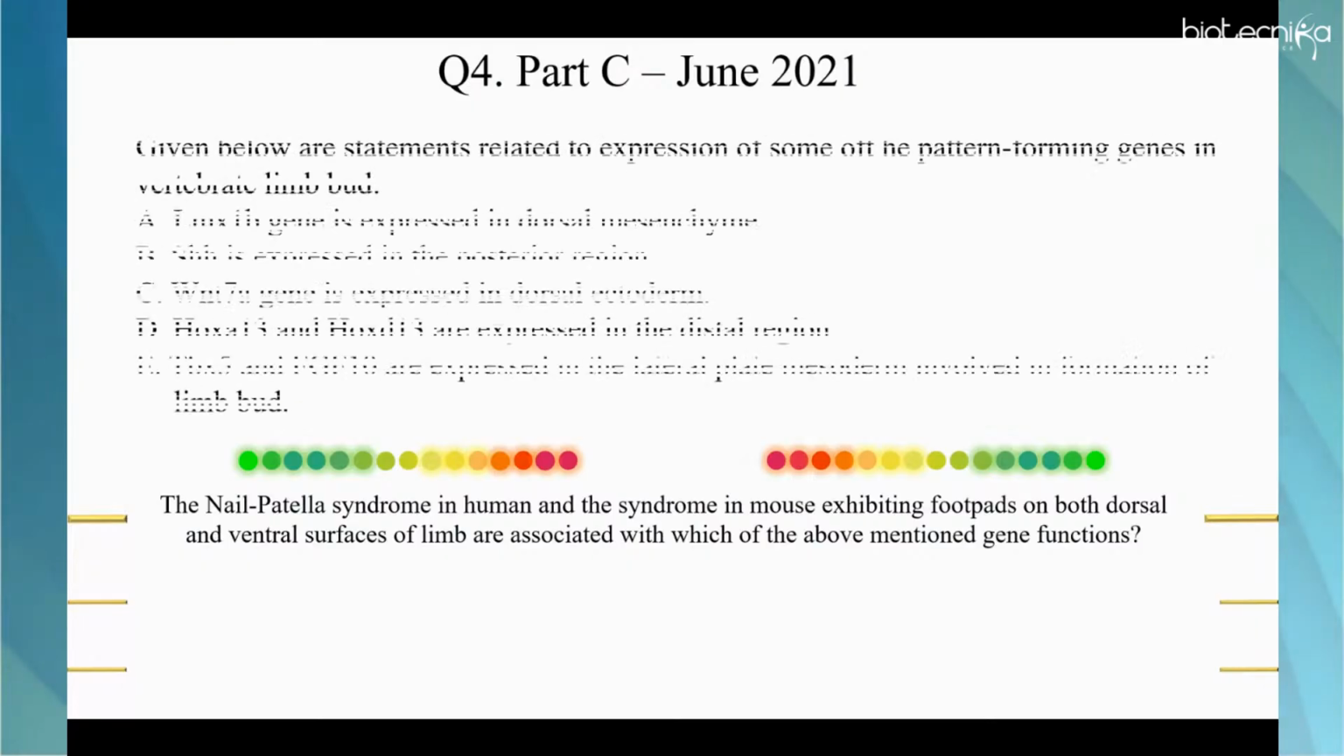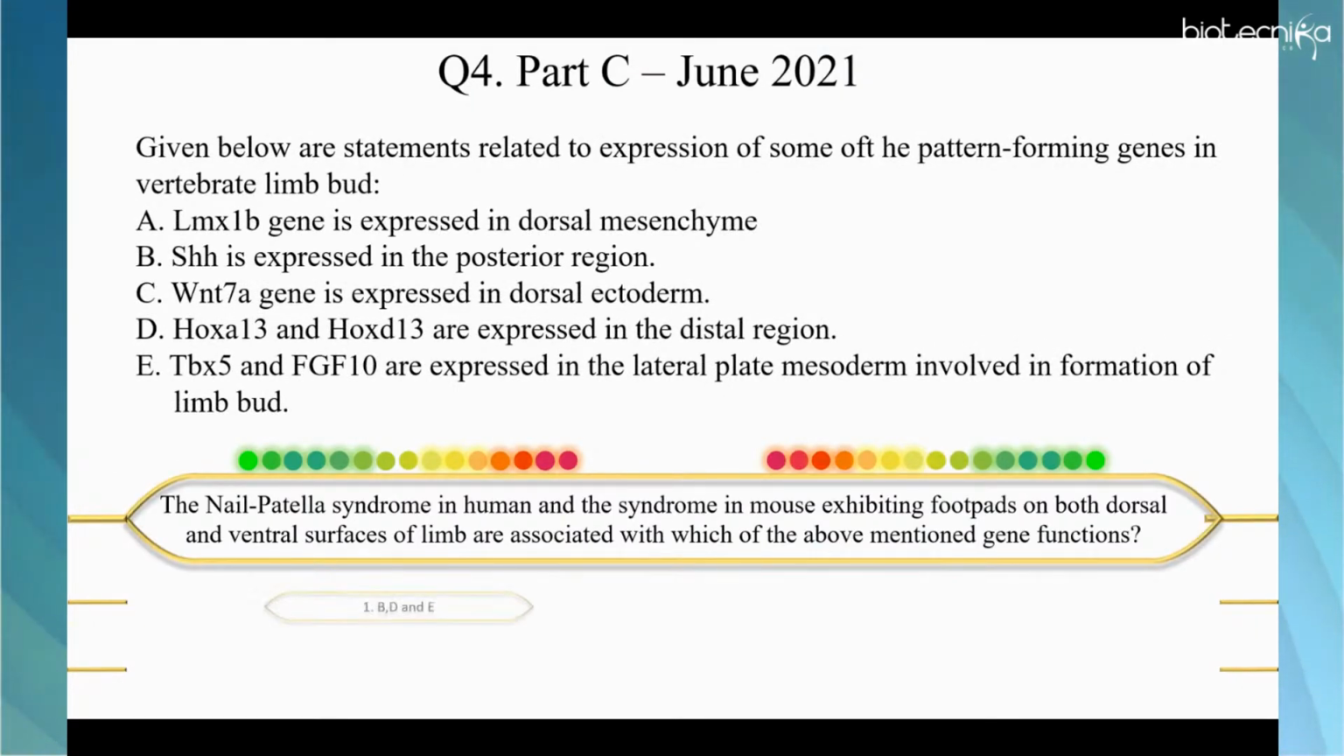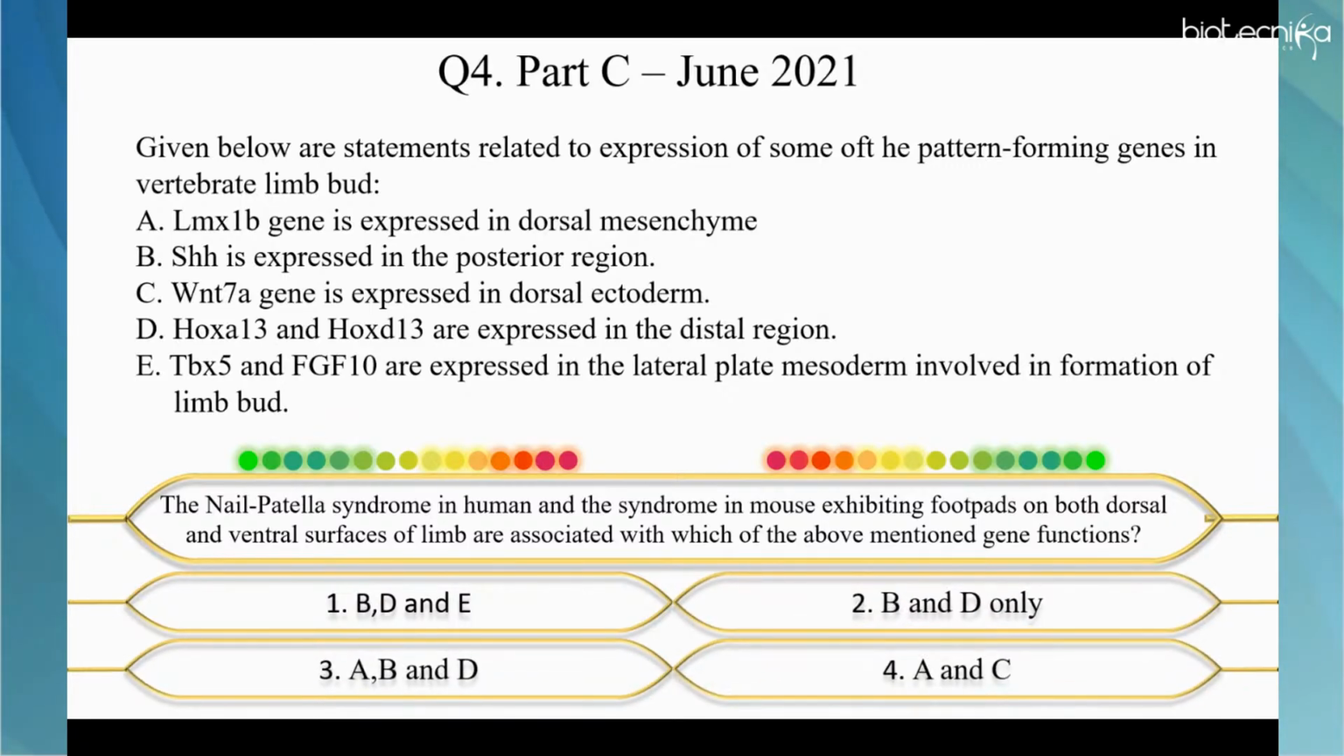Then the next question, it's again on limb development only, some things which we just learned. So maybe you can try this on your own. Given below are statements which are related to the expression of the pattern forming genes in vertebrate limb development. In June 2021, there were surprisingly many questions on limb development. A total of 3 questions were there on limb development in part C, I think morning and evening batch combined. So that is very unusual.